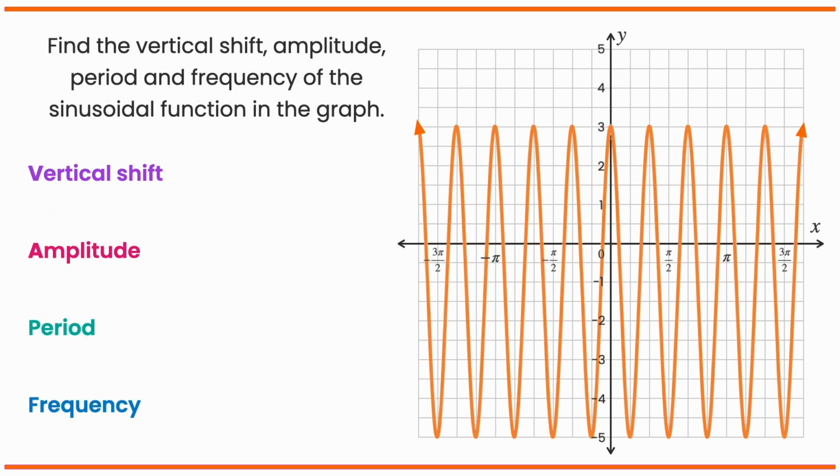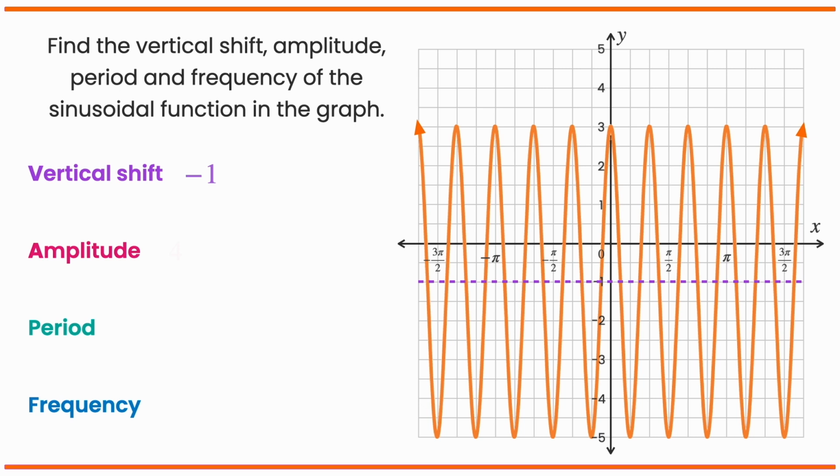Here's another sinusoidal graph. We want to know the same three properties as last time in addition to the frequency, which is just the reciprocal of the period. Starting with the vertical shift, we can take the average between the maximum value of 3 and the minimum value of -5, which is -1. Drawing a midline of y equals -1 on the graph does seem to cut it perfectly in half.